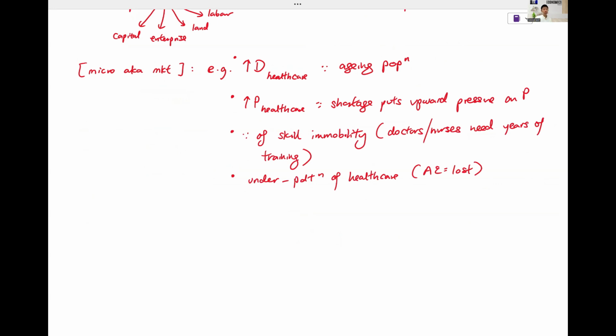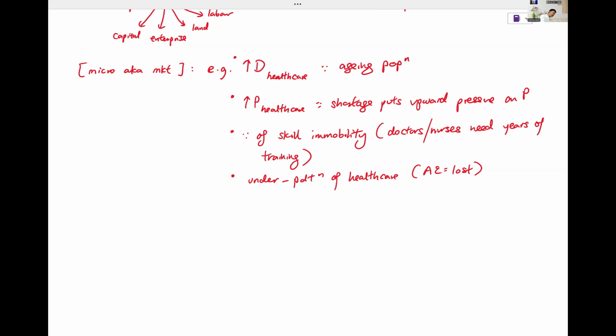Yes? Any questions? Singapore needs more coding experts. We don't have enough. Need years of training. That's also factor immobility. Okay.